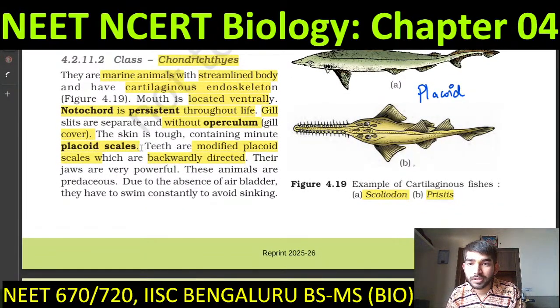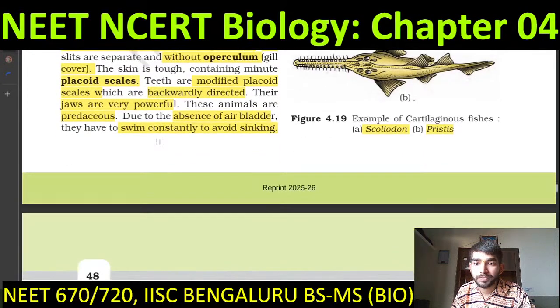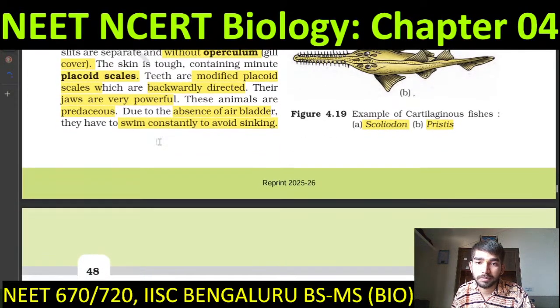So you might have heard sharks are very dangerous. Animals are predaceous, so they attack and grab the prey. So they have this predator-like nature. Due to the absence of an air bladder, they have to swim constantly to avoid sinking. So they can't just stay in the water like that. If they stop, they will sink deep in the water because they don't have any air bladder kind of thing.